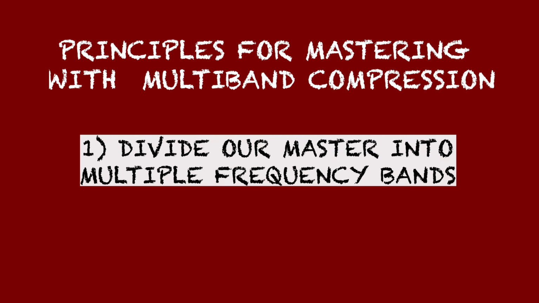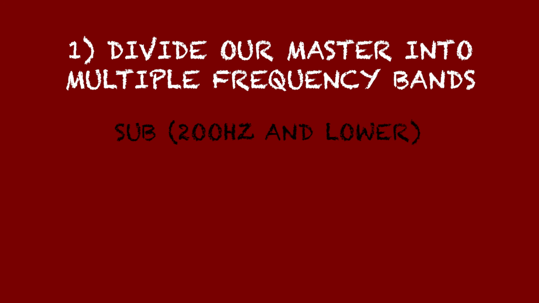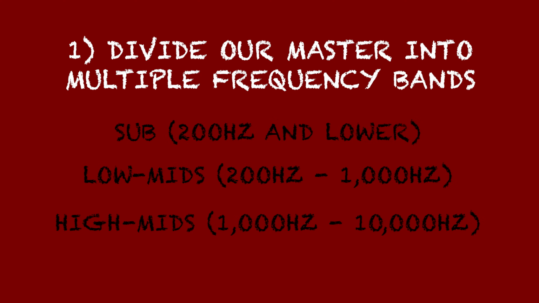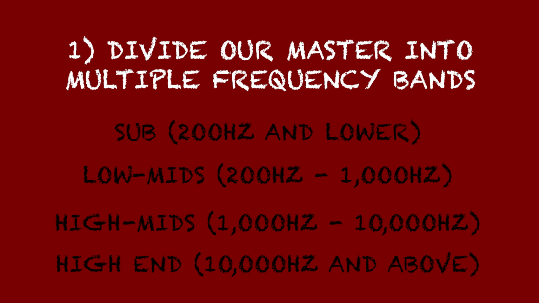Number 1, we're going to divide our master into multiple frequency bands, and I'm going to specifically be using at least 4 in this video, but that doesn't mean that you need to use 4. You may only need to use 2 or 3, or maybe you need to use 6. The 4 bands that I'm going to focus on are the sub frequencies, which is 200 hertz and below, the low mid frequencies, which is going to be 200 to 1000 hertz, the high mid frequencies, which is going to be 1000 to 10,000 hertz, and then the high end, which is going to be 10,000 and above.